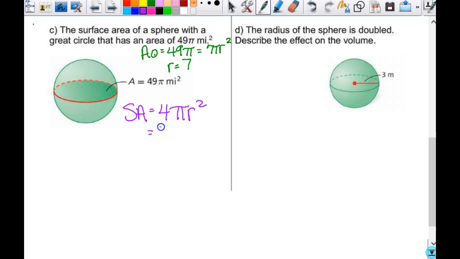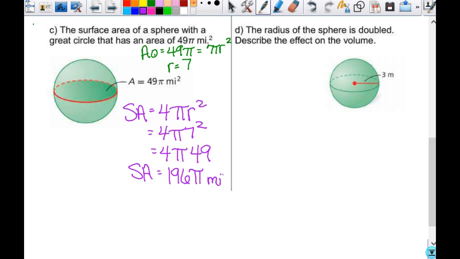So I can substitute this in. 4 times pi times 7 squared. 4 times pi times 49. Oh, sorry, I'm not leaning in. It just does weird things to the board. Okay. Surface area is equal to what? 196 pi miles squared. That is a big sphere.